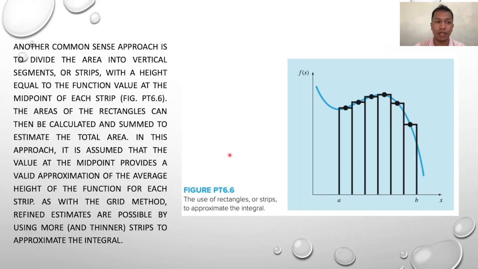Another common sense approach is to divide the area into vertical segments or stripes like this, with a height equal to the function value at the midpoint of each strip. The areas of the rectangles can then be calculated and summed to estimate the total area. In this approach, it is assumed that the value at the midpoint provides a valid approximation of the average height of the function for each strip. As with the grid method, refined estimates are possible by using more and thinner strips to approximate the integral.